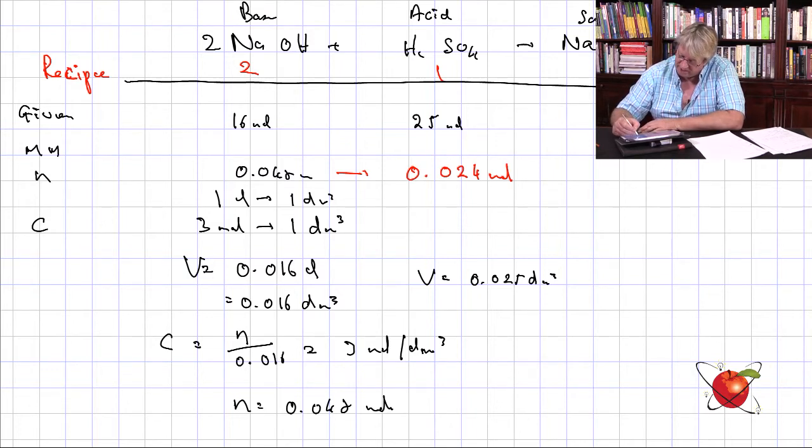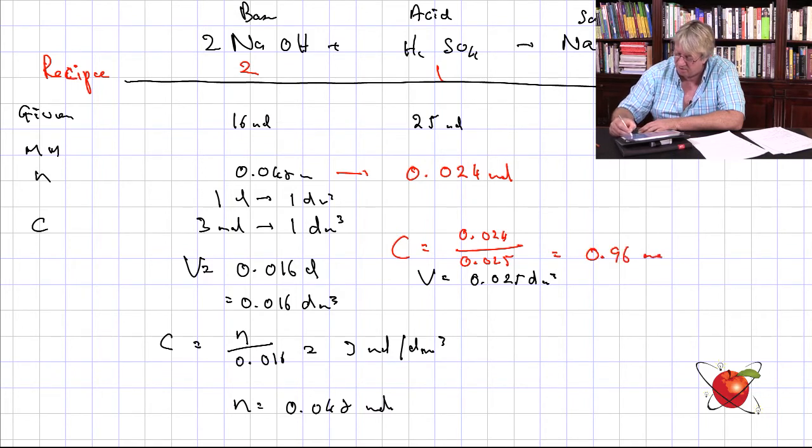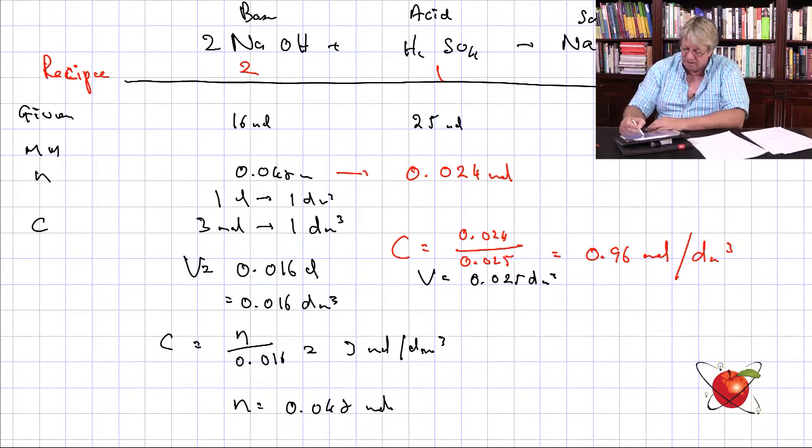I'm just going to put it down over here, if you don't mind. We've got the volume we've worked out. Therefore, the concentration of the acid is going to be equal to 0.024 divided by 0.025, which is equal to 0.96 moles per cubic decimeter, right? I just took the number of moles and divided it by the volume of the acid. Very, very straightforward, as long as you just stick to the table.